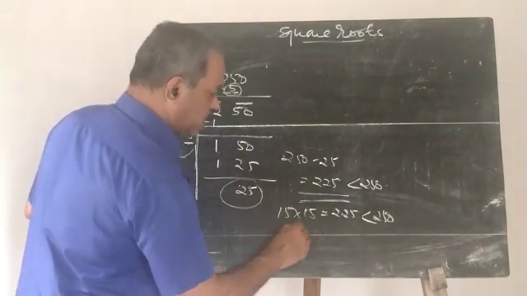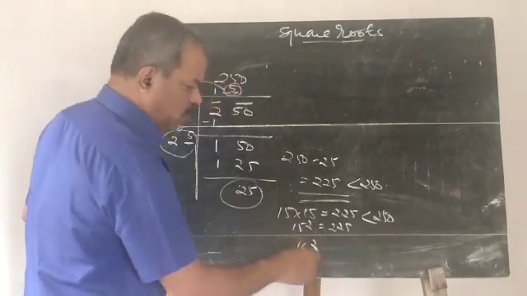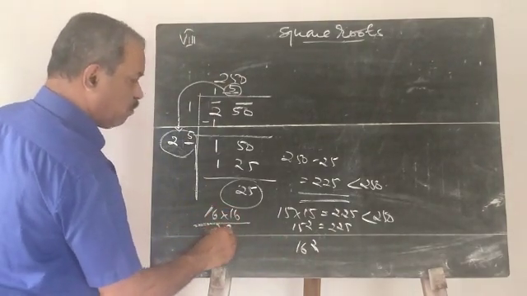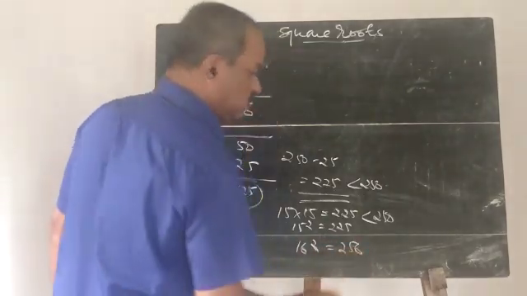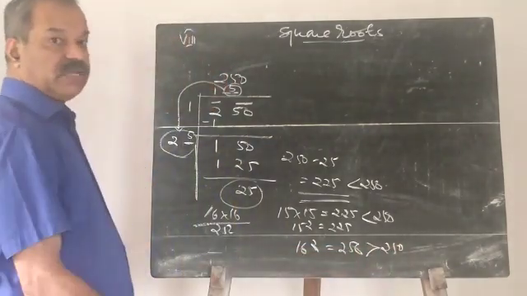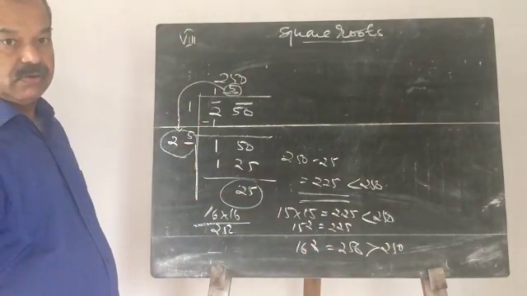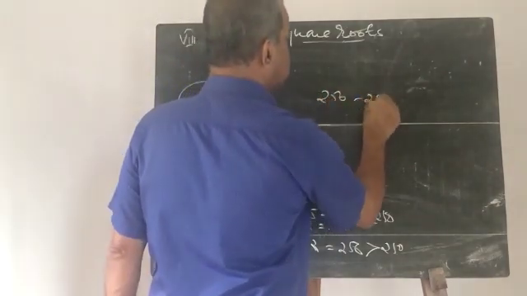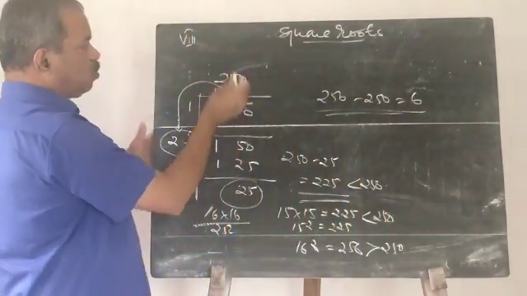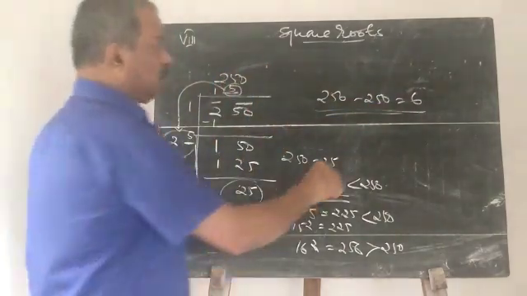So 15 square is 225, which is less than 250. Now check 16 square. 16 into 16 is 256, which is greater than 250 and is a perfect square. So what is to be added to 250 to get the next perfect square? 256 minus 250 is equal to 6. So the number added to 250 is 6 to make it a perfect square. The answer is 6.